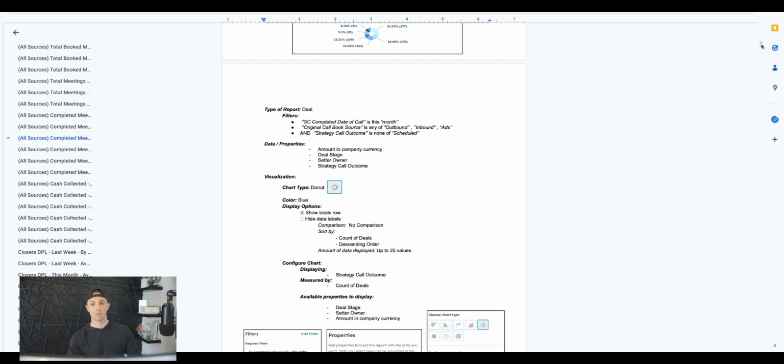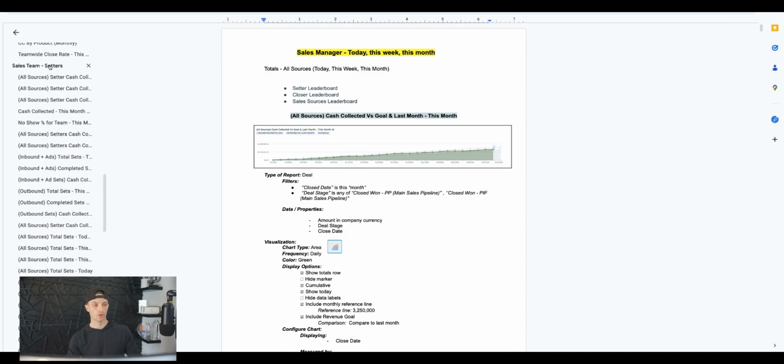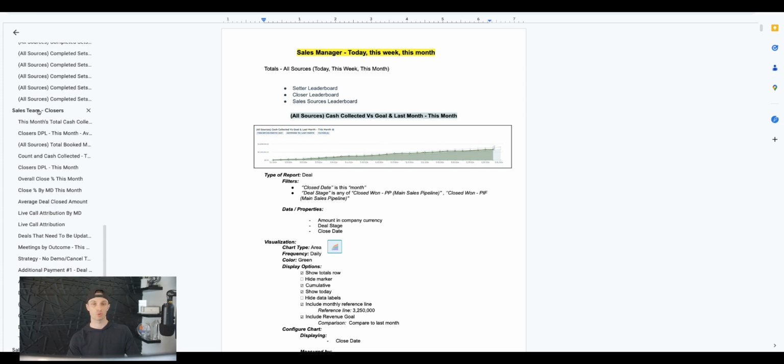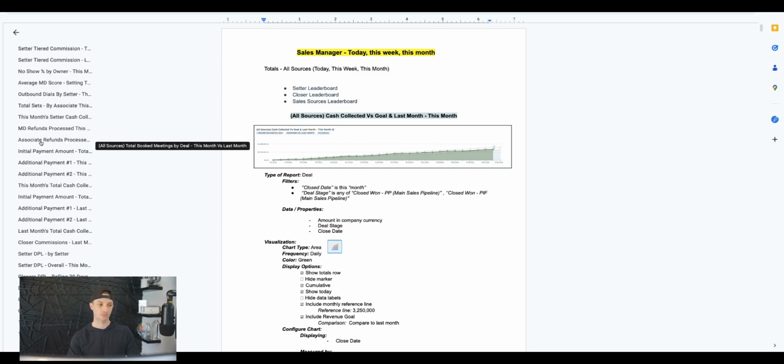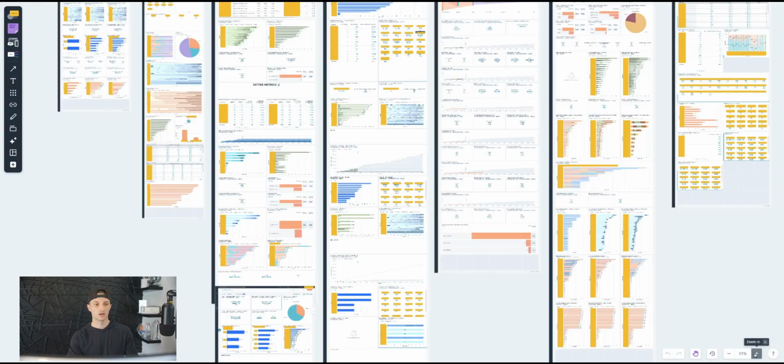What we're specifically going to go through is the sales manager today, this week, this month dashboard. We're going to go through the setter team dashboard, the closer team dashboard, the leaderboard competition setup style, and then commissions and reporting, bonuses, and forecasting. So with all of that being said, let me jump over to the next screen and let's dive in. All right, guys.